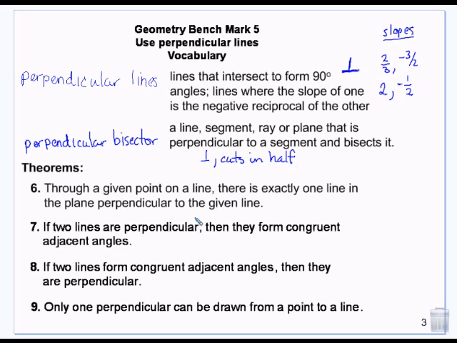Okay, so anything that's perpendicular to a segment and cuts it in half is a perpendicular bisector. Except for obviously a point, because that's a midpoint. Points don't bisect, they just hang out.